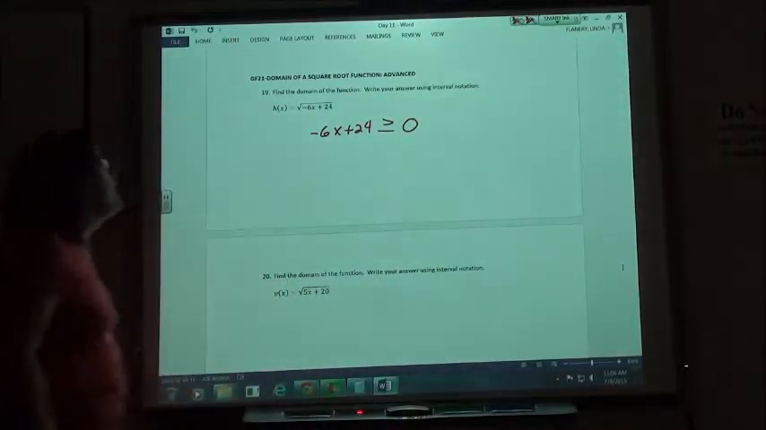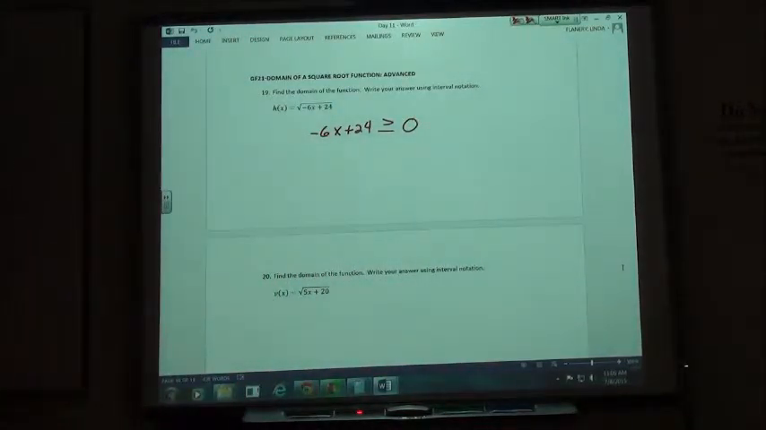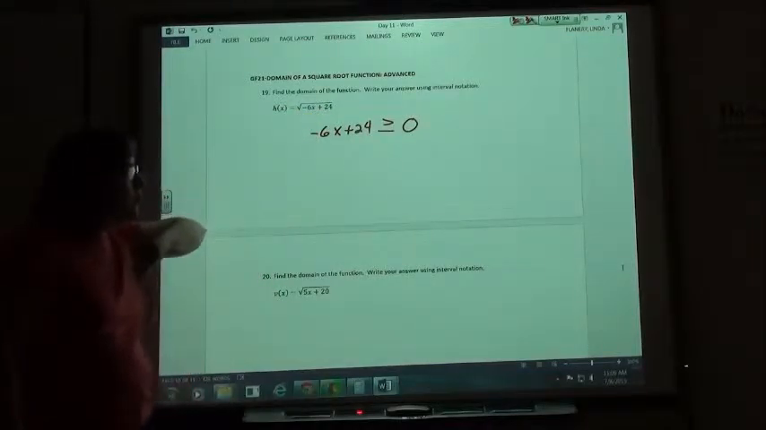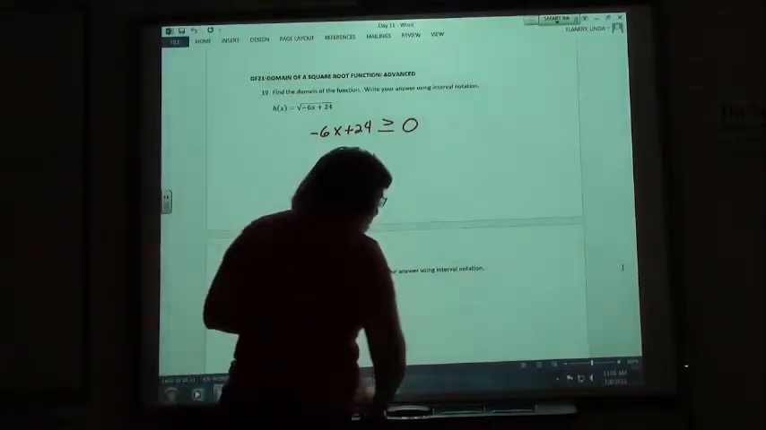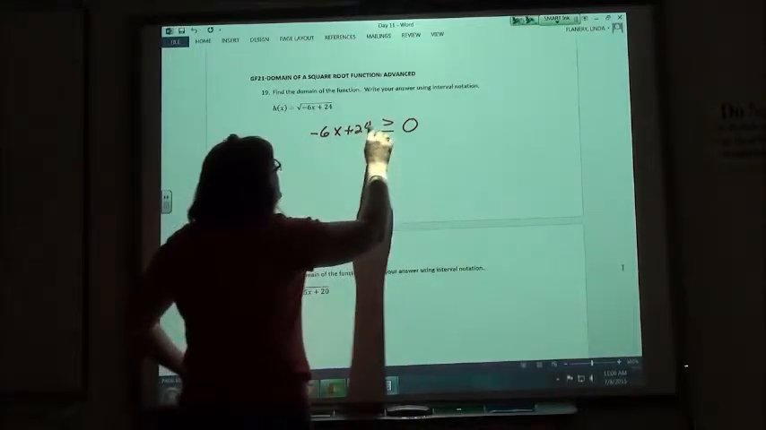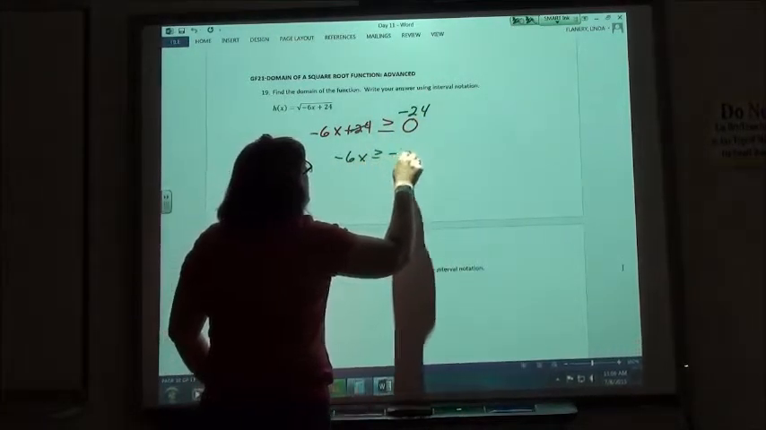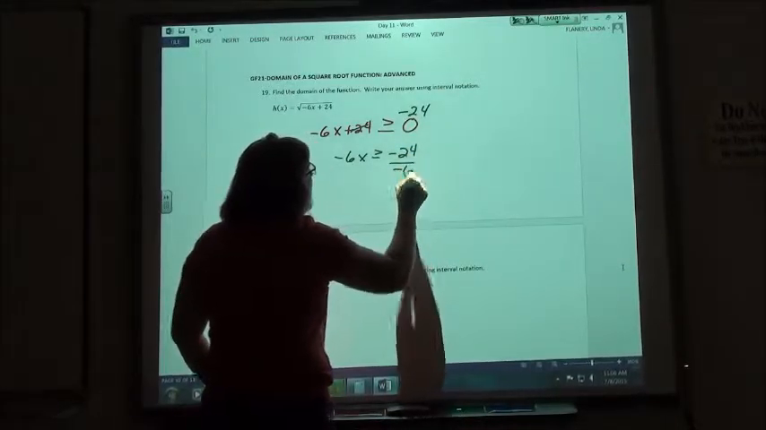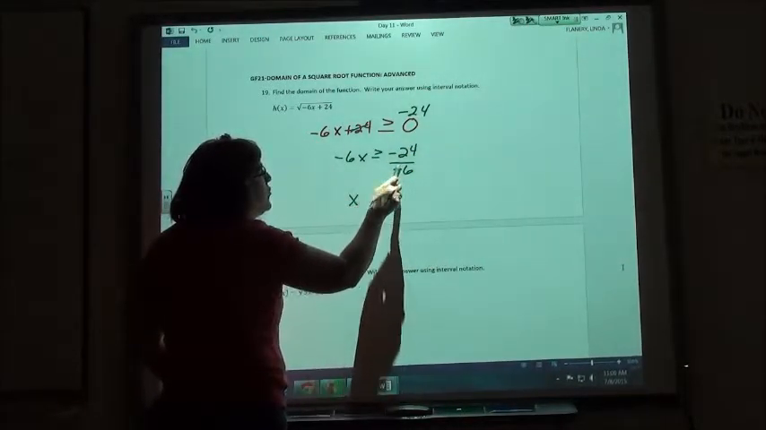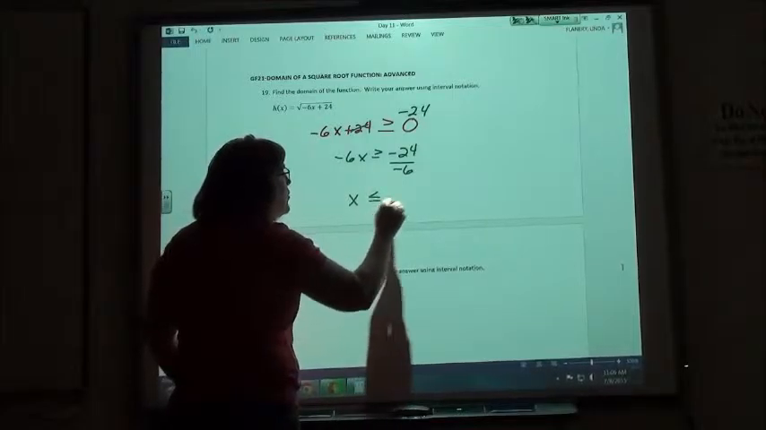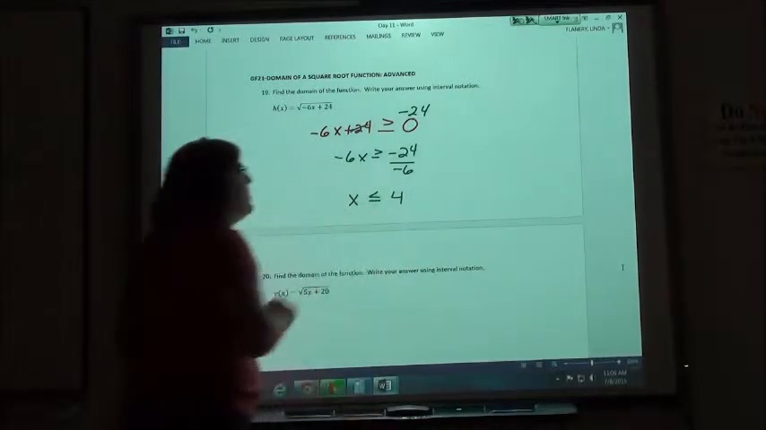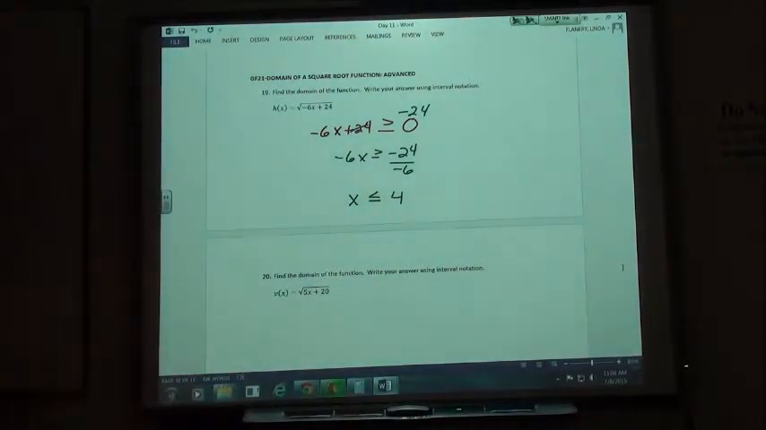So we're going to say that the negative 6x plus 24 has to be greater than or equal to 0. The part under the square root has to be greater than or equal to 0. So solving this, we would minus our 24. Negative 6x is greater than or equal to negative 24. We would divide by our negative 6. Since we divided by a negative, we reverse our inequality. X has to be less than or equal to 4.